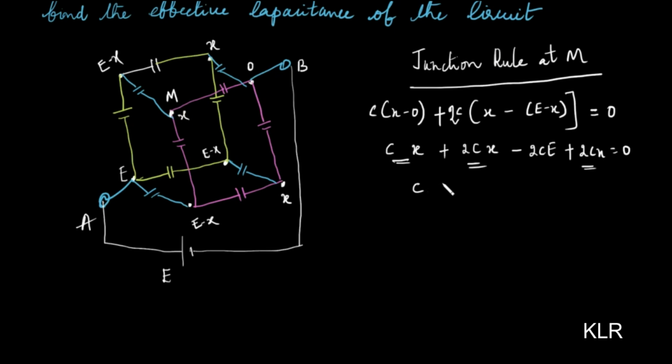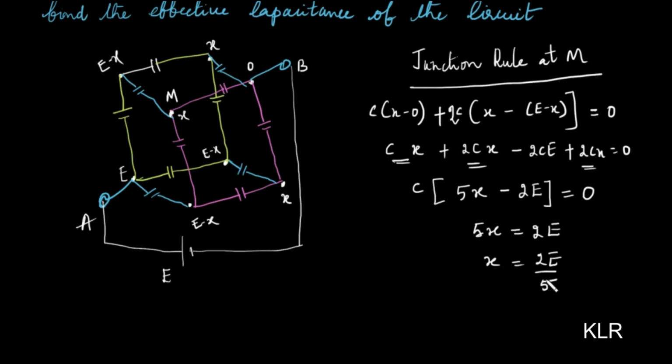Now in this C is common, so this is 5x minus 2E is equal to 0. Either C has to be equal to 0 or 5x minus 2E is equal to 0. The capacitance of the capacitor cannot be equal to 0, so 5x minus 2E is equal to 0. That gives 5x is equal to 2E, so x is equal to 2E by 5. So the potential x is 2E by 5.